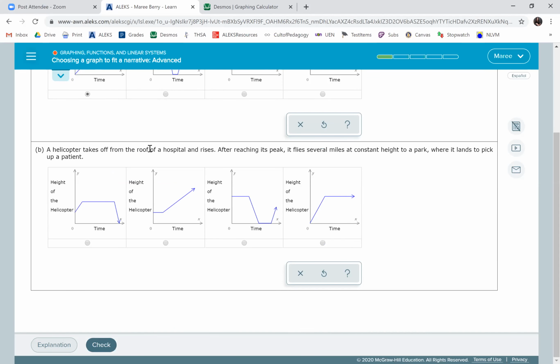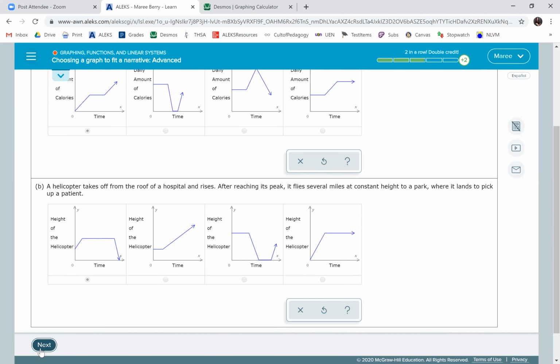A helicopter takes off from the roof of a hospital and rises. So it's going to be going uphill in the beginning. So it's either the first one or the second one. After reaching its peak, it flies for several miles at a constant height to a park. So it's going to stay the same height until it gets to the park where it lands to pick up a patient. So to land, it's going to go down until it hits the ground. So it's got to be this one.